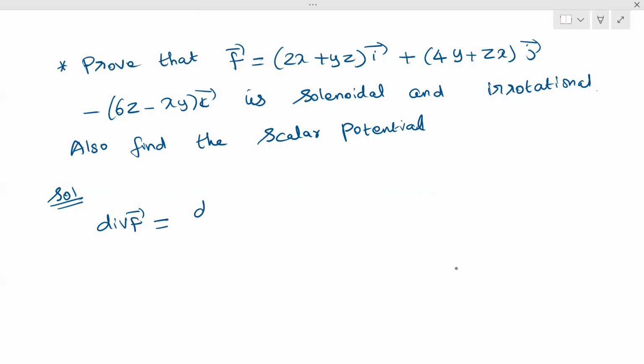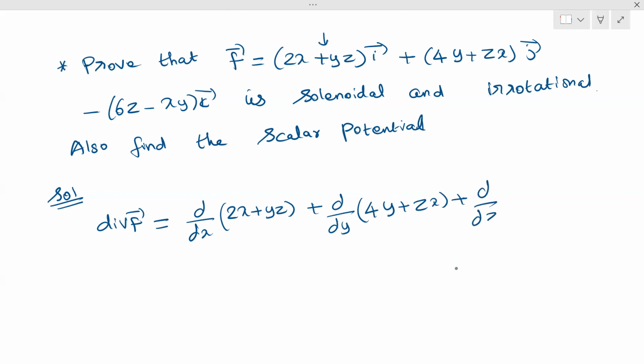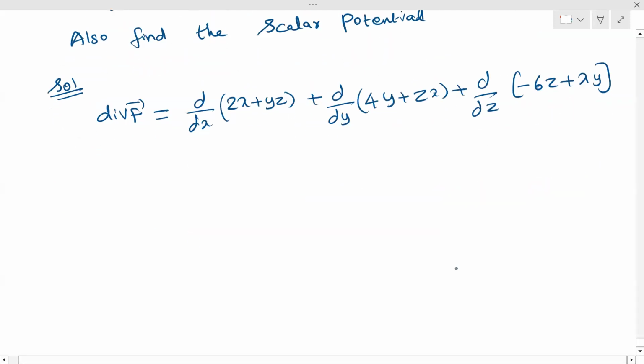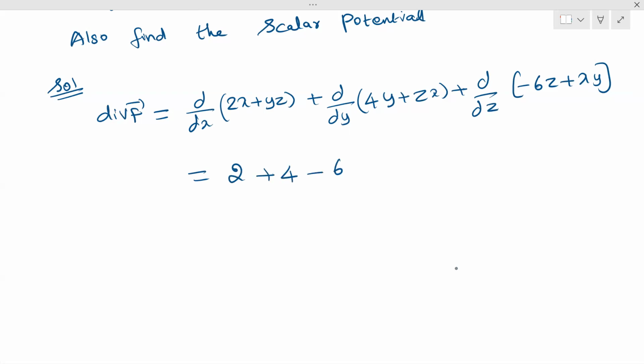So divergence F is nothing but dou by dou x of the i component, that is 2x plus yz, plus dou by dou y of the j component, that is 4y plus zx, plus dou by dou z of, here the minus sign is there for the k component, so minus 6z plus xy. So now we do the differentiation. The first term differentiation is 2, second term is 4, third term is minus 6, so 0. So divergence F is 0 means F is solenoidal.